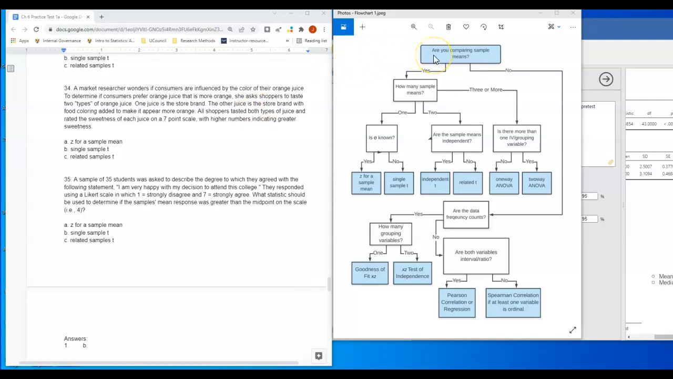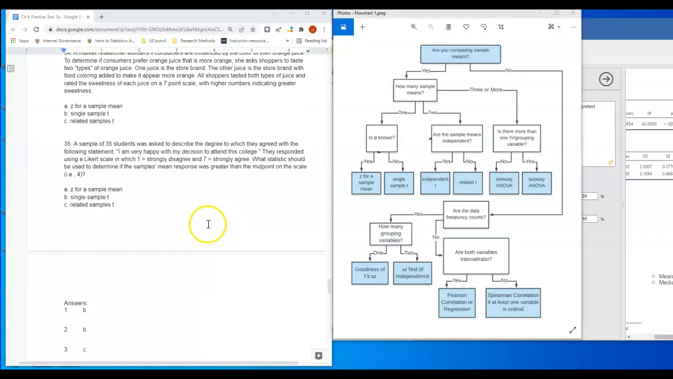Okay. So are we going to compare sample means? The answer is yes here. We have 2. We're measuring people's ratings of the orange juice when it was regular colored and when it was made to appear more orange. So we have two means we're comparing, the regular and the more orange. And are these sample means independent? The answer is no, because it's the same people measured twice, because all shoppers tasted both kinds of juice, right? So everyone's in both conditions.